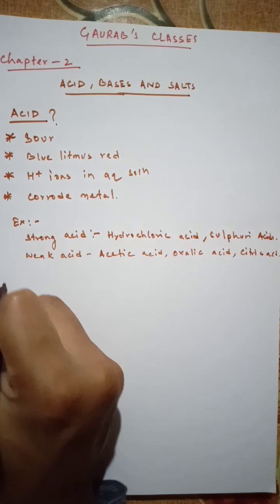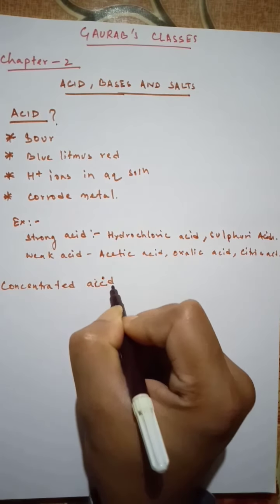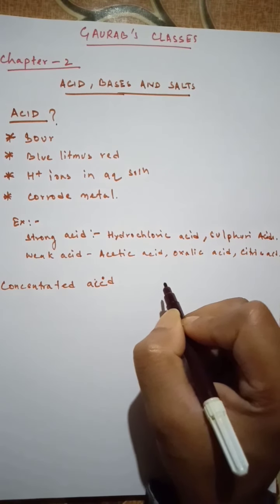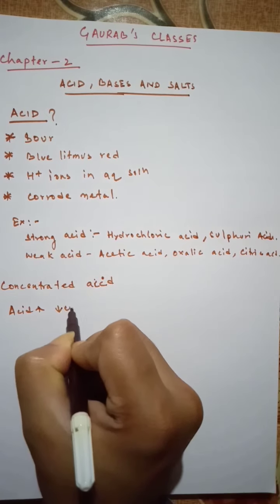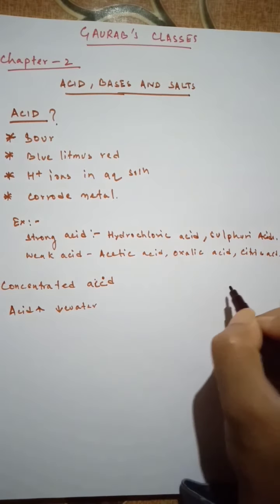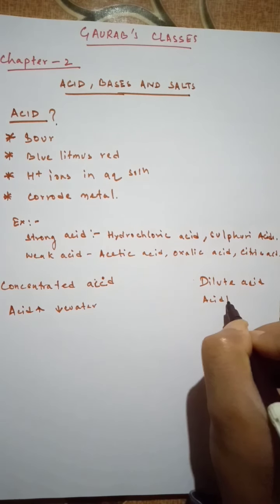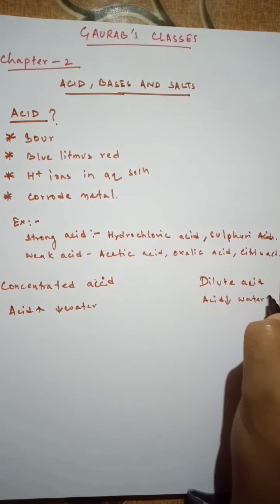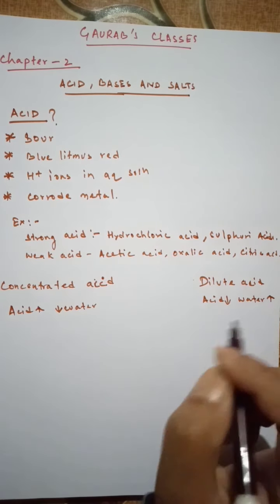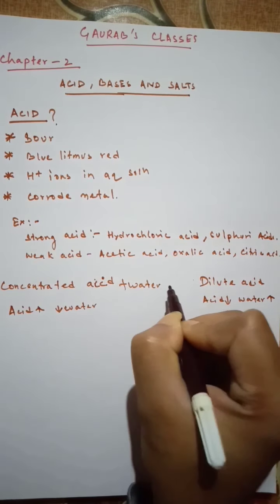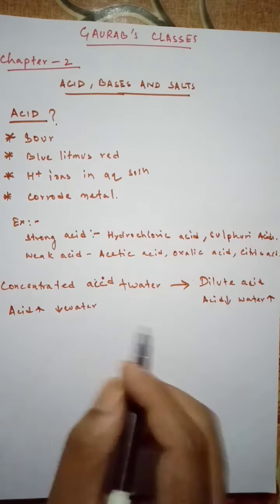Now what is concentrated acid? Concentrated acid means the percentage of acid is high and the percentage of water is low. Now what is dilute acid? In dilute acid, the percentage of acid is low and the percentage of water is high. If we are given a concentrated acid, how can we make dilute acid? If we add some water to it, the solution becomes dilute acid. So these are some concepts you should know, so that's why I provided this.